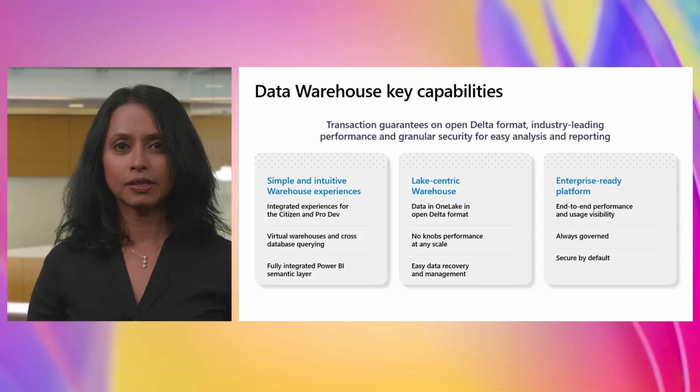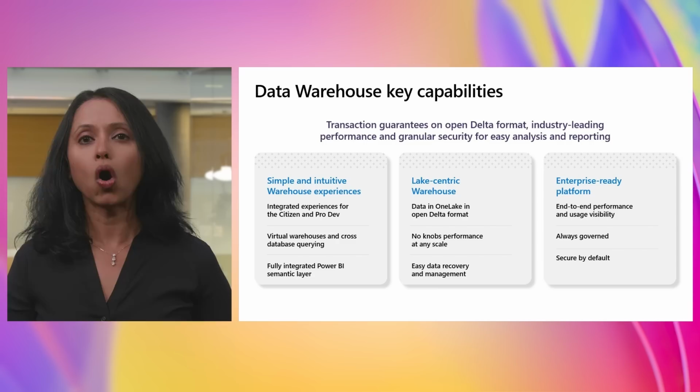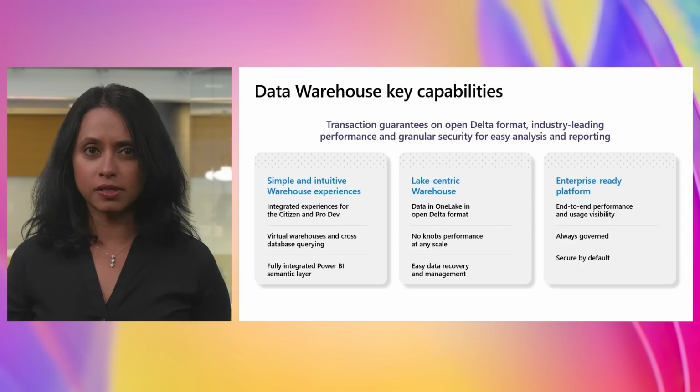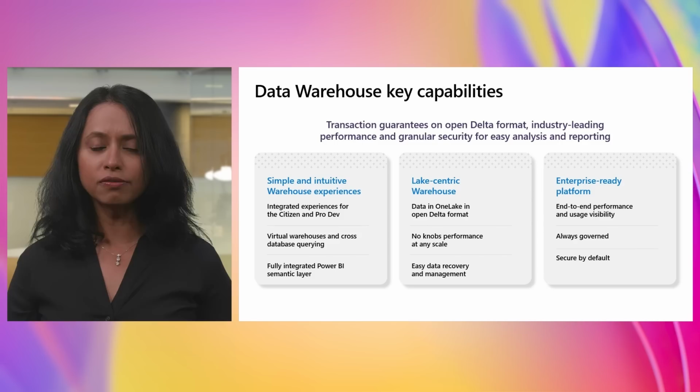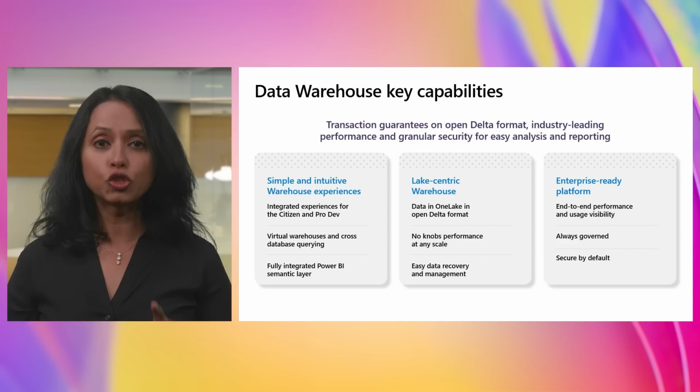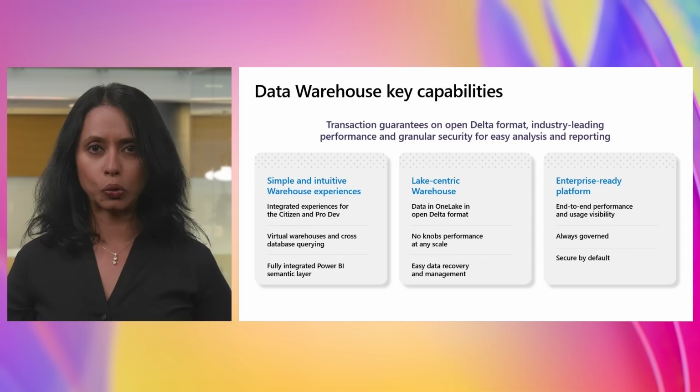Third pillar, Synapse Data Warehouse is also an enterprise-ready platform, just like all Fabric workloads. You get end-to-end performance and cost visibility out of the box. It is always governed via integration with Purview and has the ability to view lineage and apply sensitivity labels, ensuring your data is protected and can only be viewed by the right users in your organization.